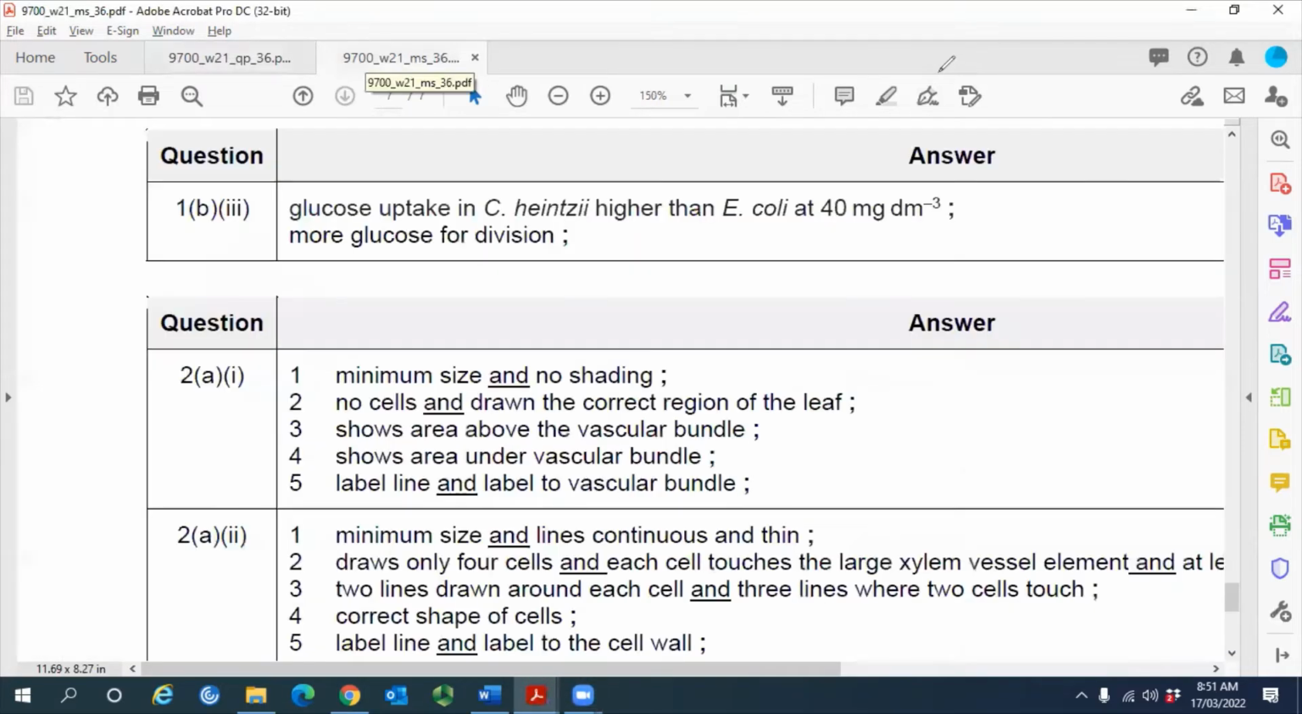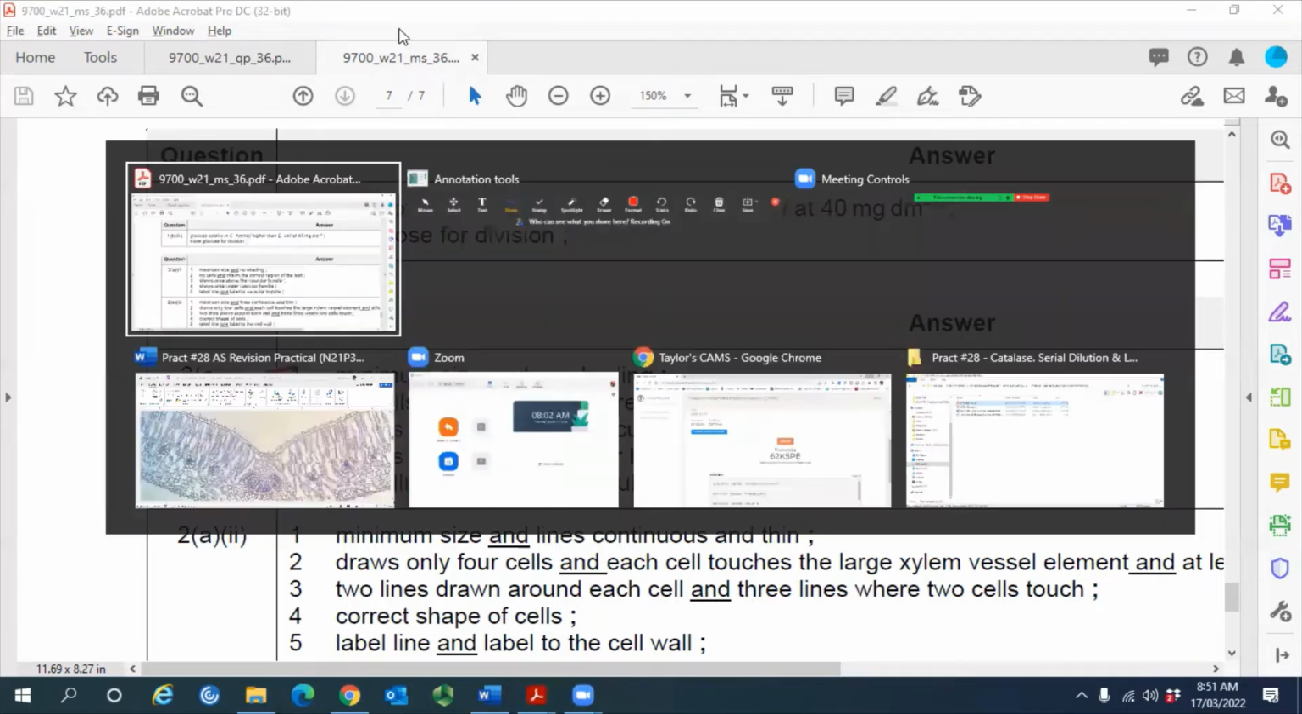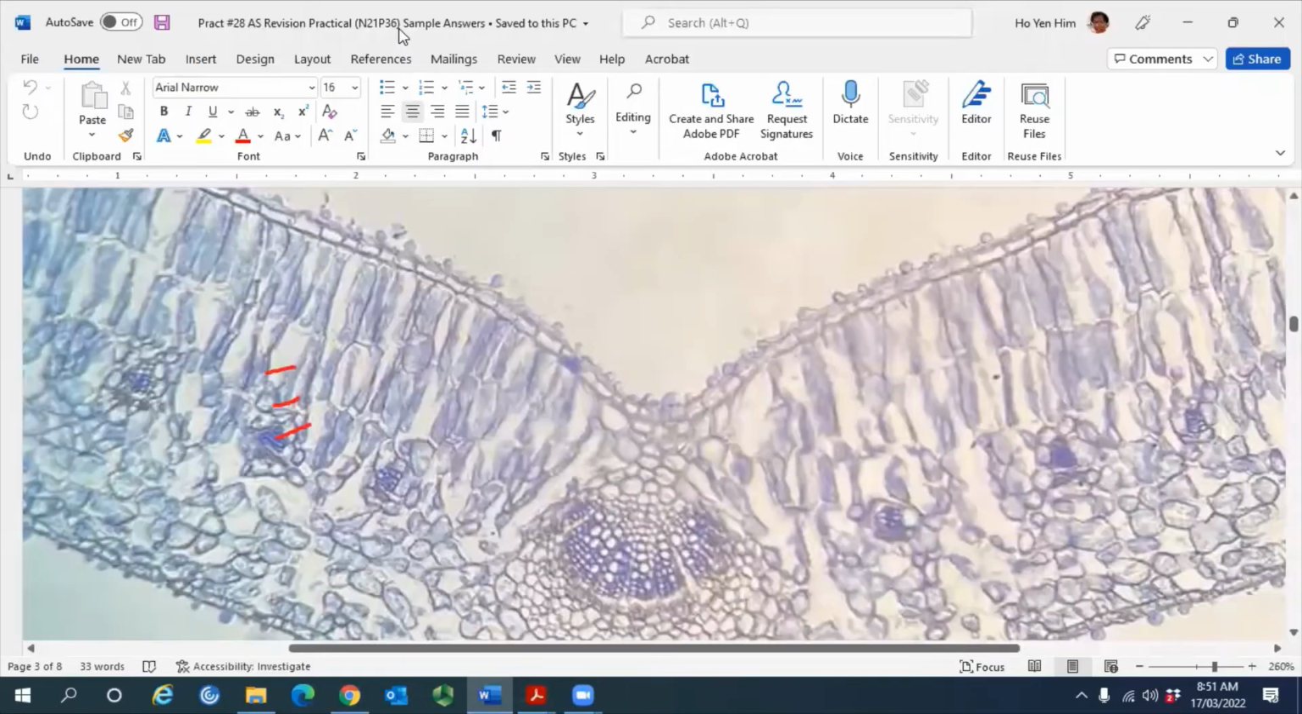Size is 1 mark. Secondly, no cells and drawn in the correct region of the leaf. No cells because it's plan drawing. Correct region means you're drawing what they ask you to draw, which is the mid-rib and a little bit of the lamina. If you don't draw lamina, I will not give you the mark for the second marking point based on the question. Number 3, shows area above the vascular bundle. Area above the vascular bundle is like this one that I have already shown you just now in the sample answer.